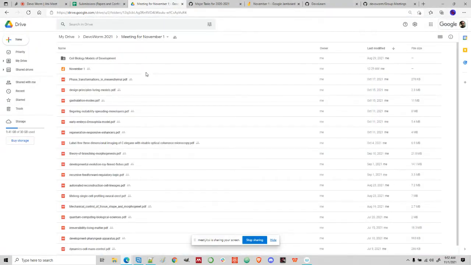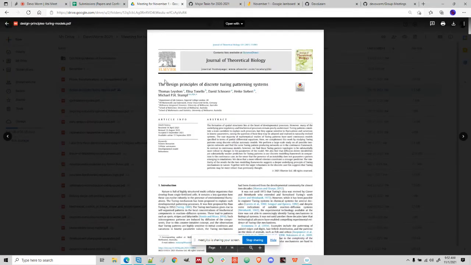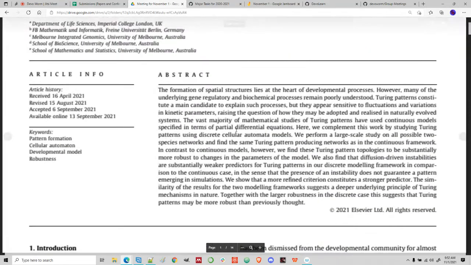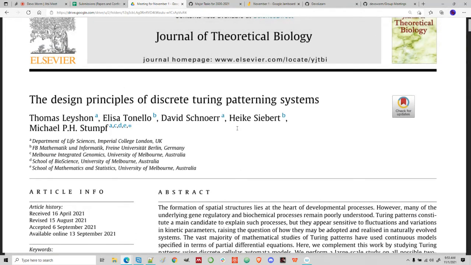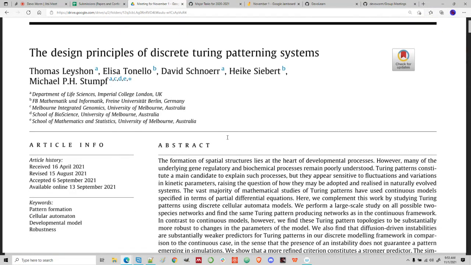And so, yeah, we have a couple of papers here. The first one is this paper, The Design Principles of Discrete Turing Pattern Systems, from the Journal of Theoretical Biology. So we've talked about Turing patterns before. We have the Turing reaction diffusion model, and it generates patterns through the activity of the model.